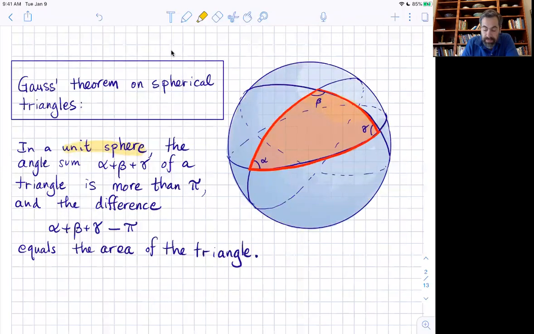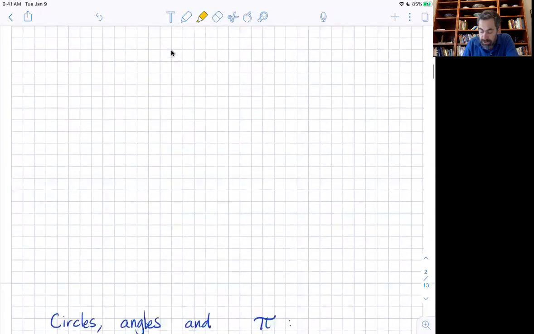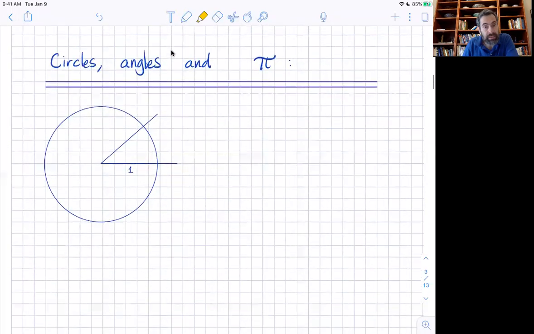the angle sum of the triangle, the sum of the 3 angles, is more than pi, and the difference, alpha plus beta plus gamma minus pi, is equal to the area of the triangle. I think you should find this a little bit surprising if you're familiar with triangles on the regular flat plane. We will come back to the statement of this theorem in a little bit. But let me first go back and explain what all these words mean. So let's start with what pi means and what angles are.